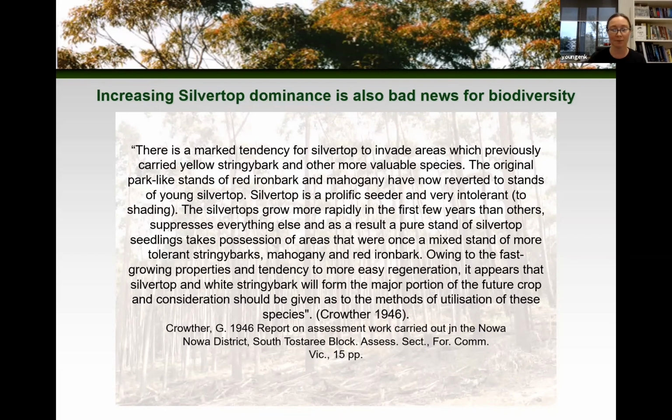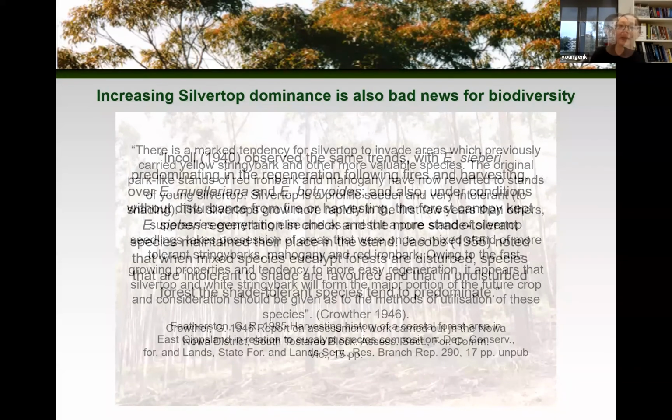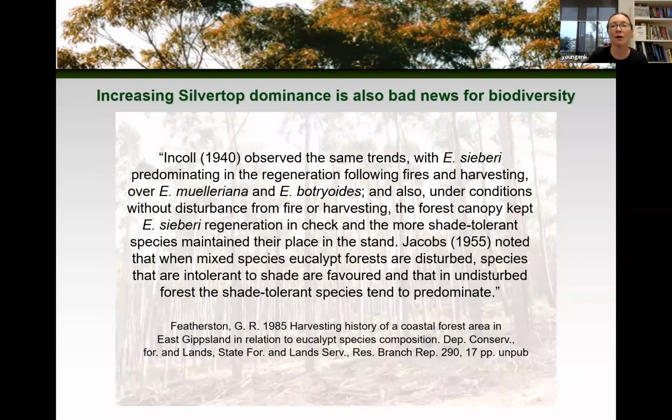mahogany, and red ironbark. Owing to the fast-growing properties and tendencies to more easy regeneration, it appears that silvertop and white stringy bark will form the major portion of future crop, and consideration should be given as to the methods of utilization of these species. And there's more. I won't read it all, but basically it says the same.